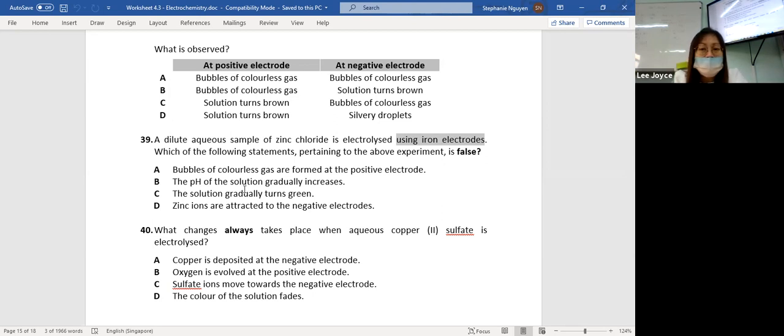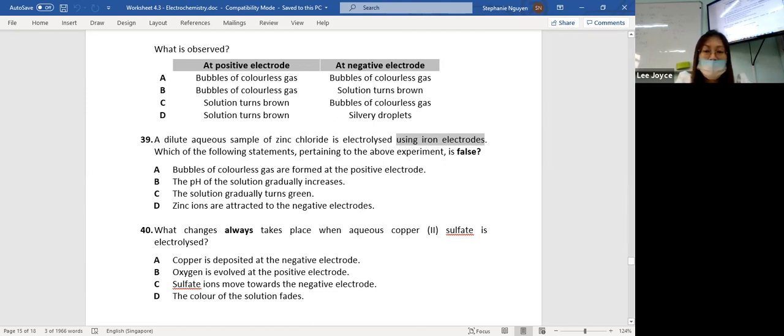But if you read the question carefully, can you see that this is referring to the entire experiment? So even though H+ ions will be discharged first, the zinc ions will also eventually be discharged when it's nearing the end of the reaction. So that's why this statement is also true. Unless they change the question and ask for the immediate observation, then this is not true, because the immediate observation would be hydrogen gas.